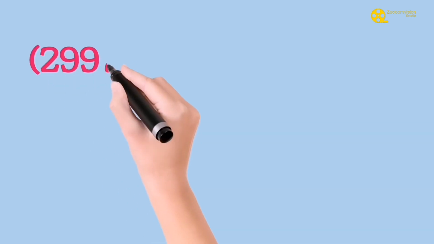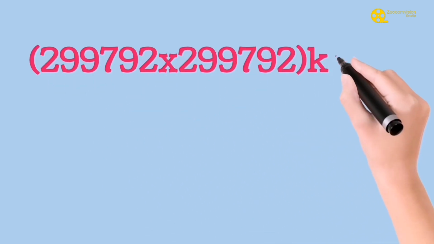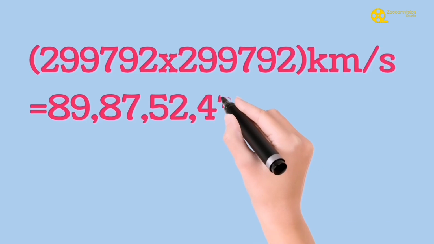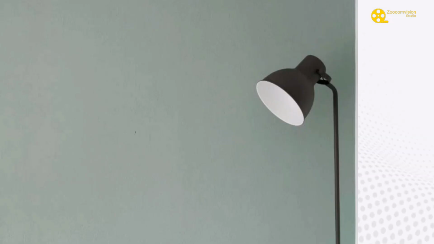And because the speed of light squared becomes a huge number, the amount of energy bound up in the smallest mass is truly mind-blowing. Hope you have understood the equation and how it is worked out.